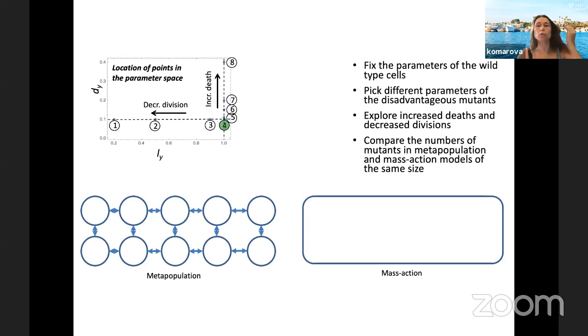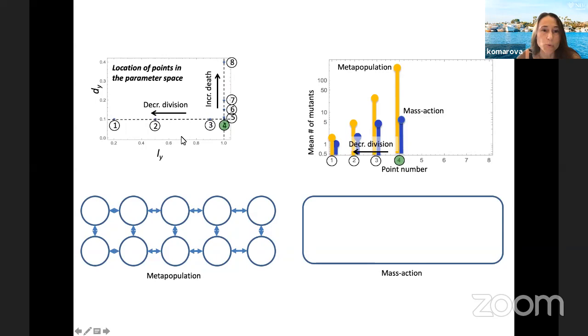And we explore the difference between this island model, the metapopulation model, and the model of the same size where everything mixes together, just the two ODEs, solved in Gillespie, so we have stochastic mutations. Mutations that are not always created, they're created as discrete events.